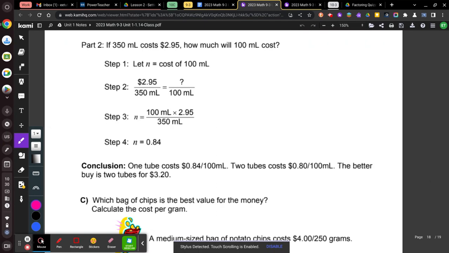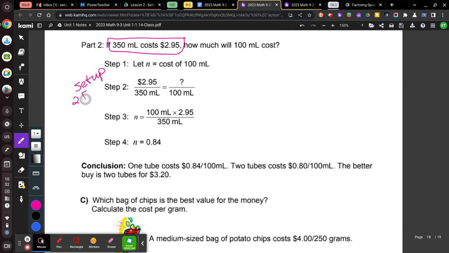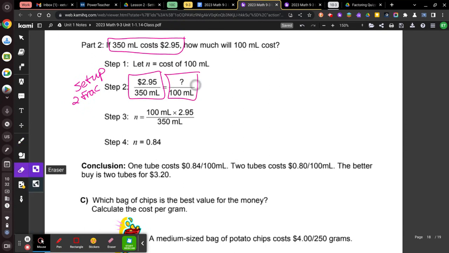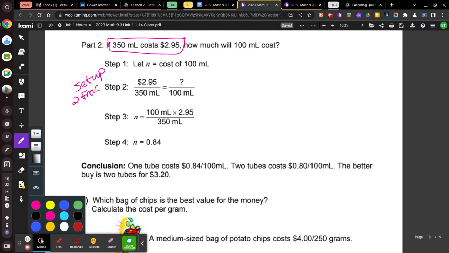Okay, so number 2. Now our last couple examples here. It's saying if we've got $2.95 for 350 milliliters, how much will 100 milliliters cost? Again, we set up 2 fractions. Here are our 2 fractions, and then we cross multiply and divide. Now I'll show you what you do. You look at the numbers that are diagonal. Whatever's diagonal is what you multiply, and divide by the number left over. That's going to give you your answer.